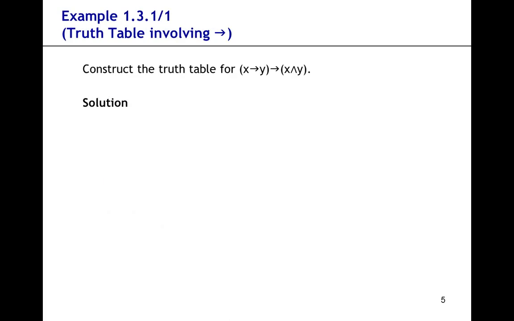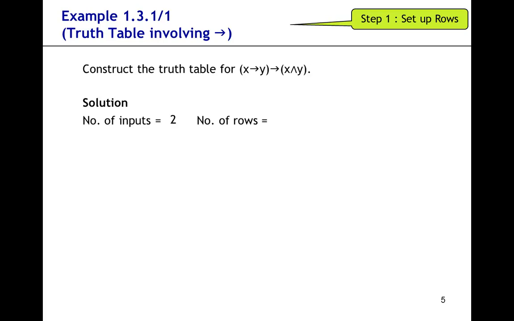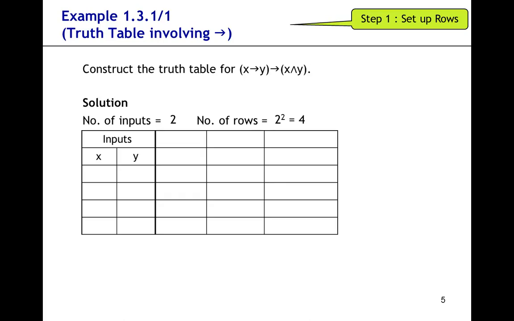In this example, we will construct the truth table for this compound statement. Step 1. To set up the rows, we can see that there are only two inputs, x and y. So there should be only 2 to the power of 2 rows. Now, let's set up the 4 different combinations. First input gets 2 T's and 2 F's. Second input gets 1 T, 1 F, then repeat it.